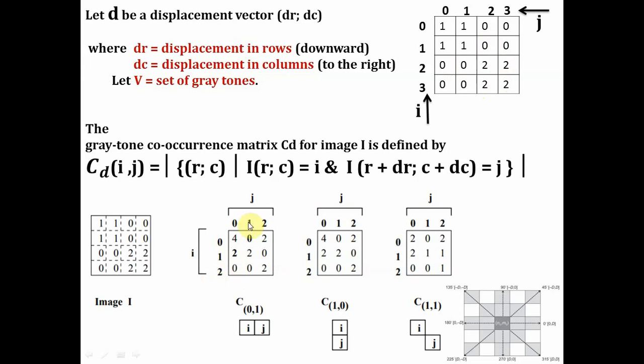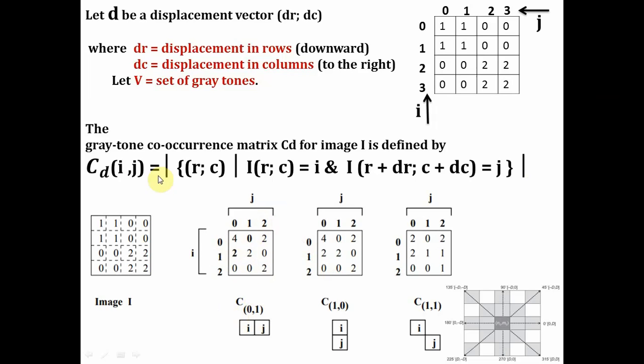Then 2 0 2 0, there is none, so you will write a 0. 2 1, no. 2 1 2 1, there is no 2 1 pattern. Now 2 2, 2 2 2 2 horizontal. This will define a direction as well as the angle that you need to consider to find the co-occurrence matrix. Okay, so you will get the C01 in that manner.